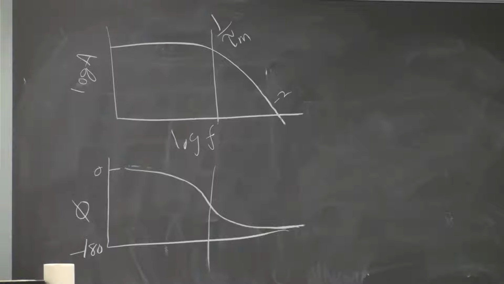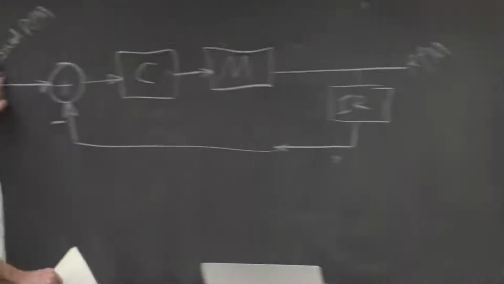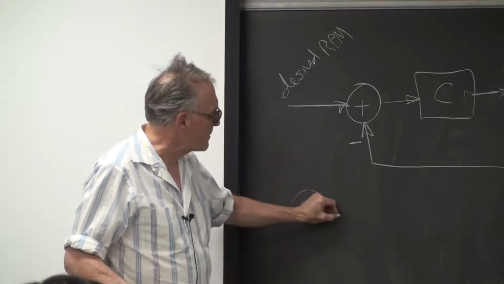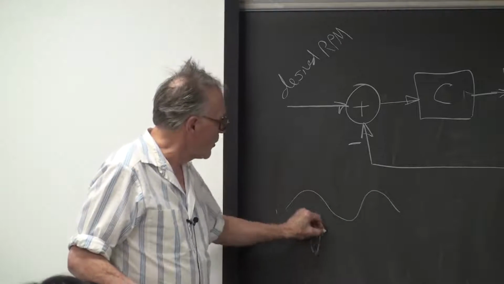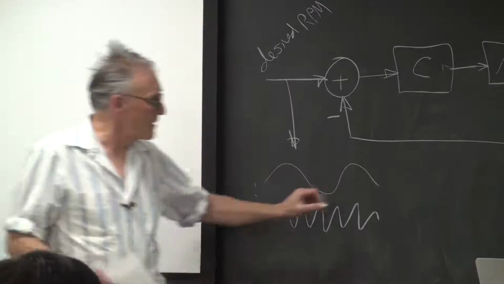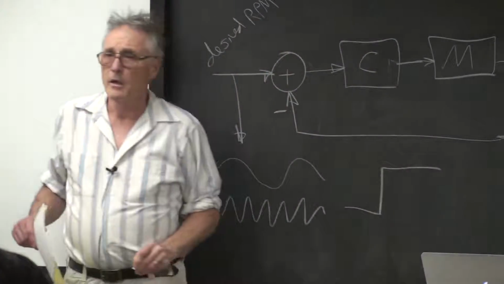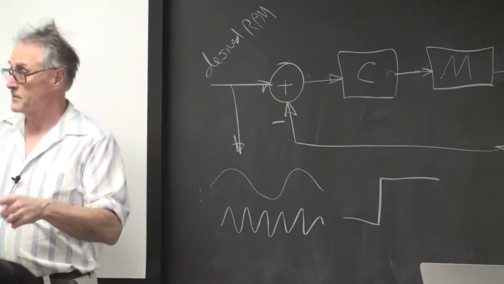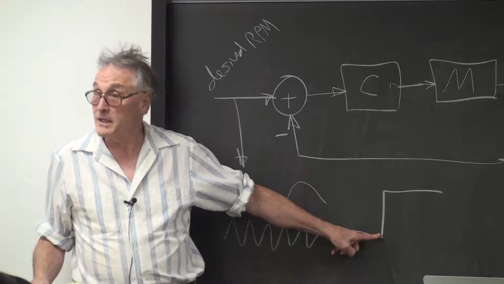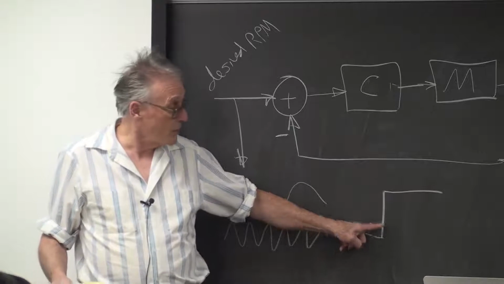And what we mean by frequency here is going to be how fast are you changing the desired RPM? Are you changing the desired RPM slowly or quickly? Or in fact, are you asking for a step in the RPM? Which after all, because Fourier analysis is real, a step here means that you have a lot of high frequencies mixed in with low frequencies when you apply a step.